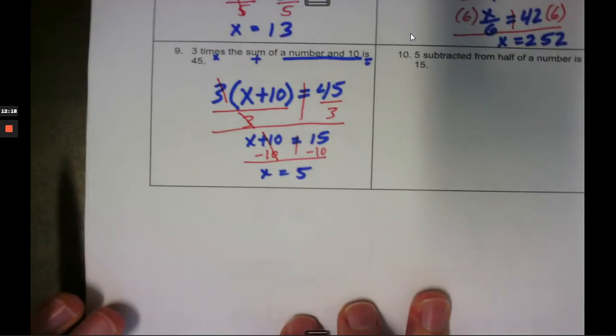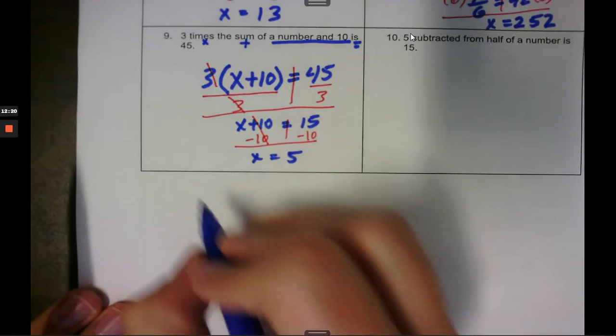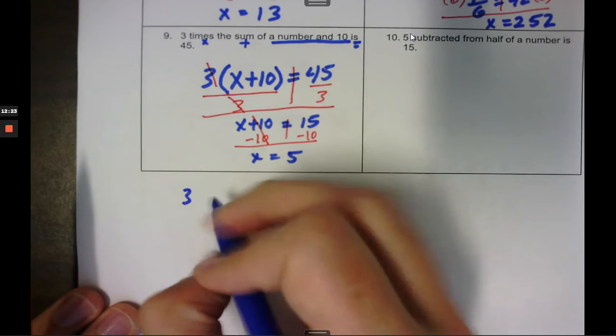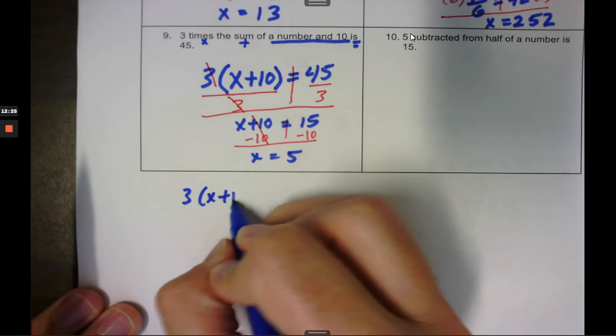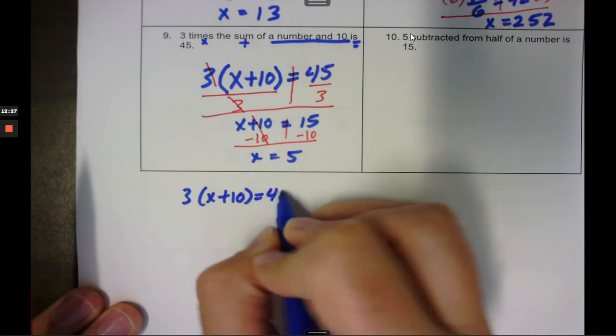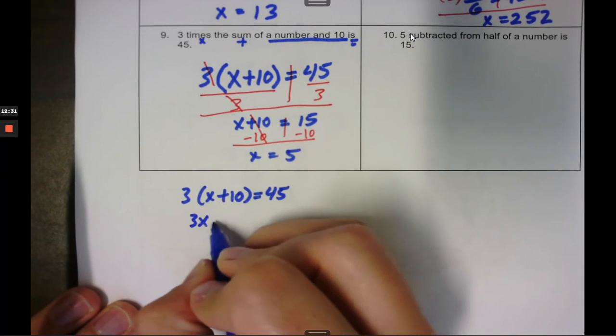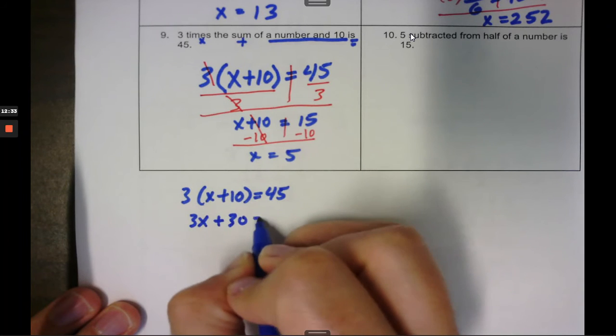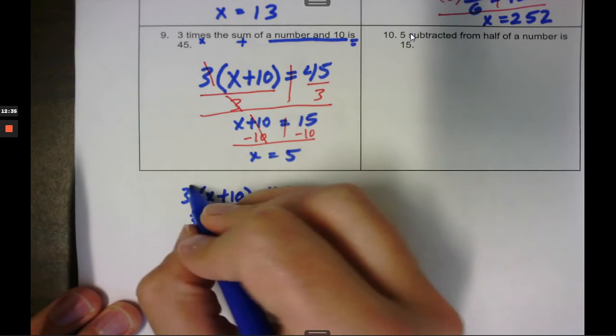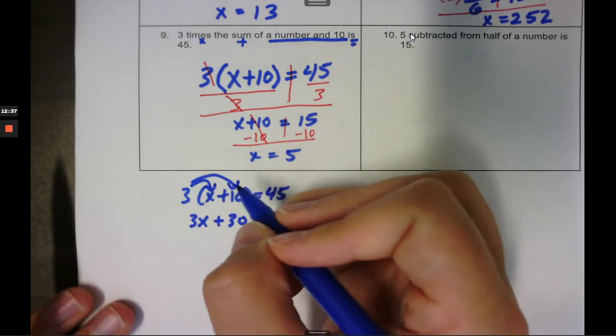Now, I'm going to scroll down here just a little bit. What if you had thought about the distributive property, or remembered that from previous years, and done that instead? What would that look like? 3x plus 30 equals 45. So you multiply it by both parts.